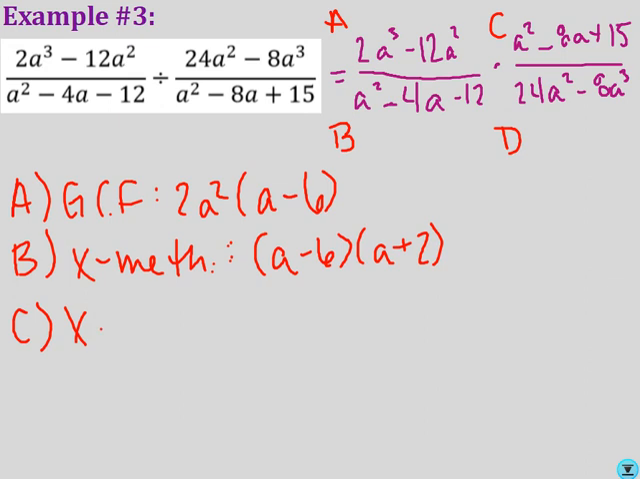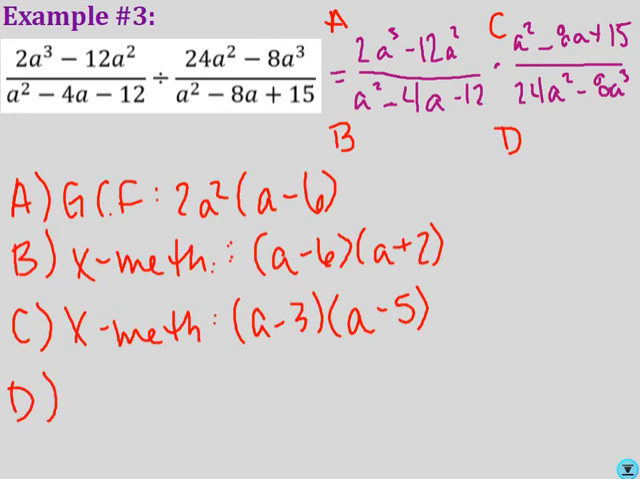C, X method again, which is going to be a minus 3 and a minus 5. And then D would be GCF, which will be 8a cubed, which would leave me with, not cubed, squared, sorry, squared, because we take the lower power, which will leave me with 3 minus a.